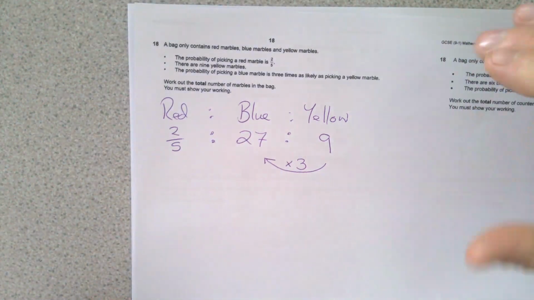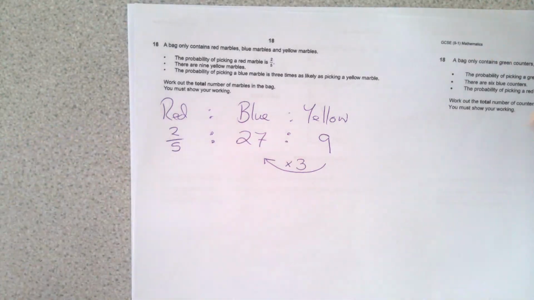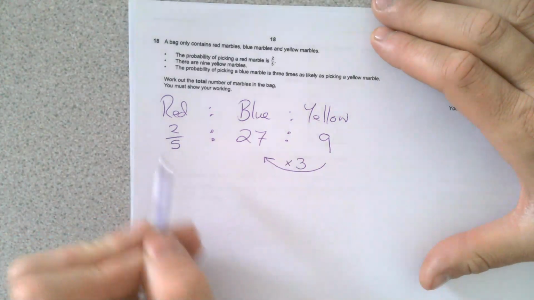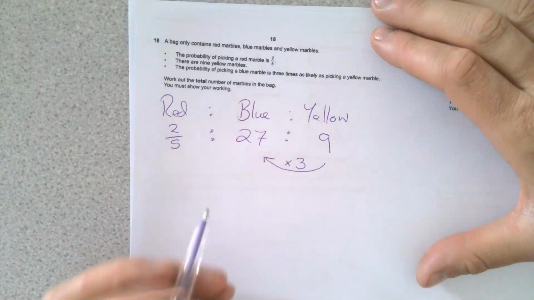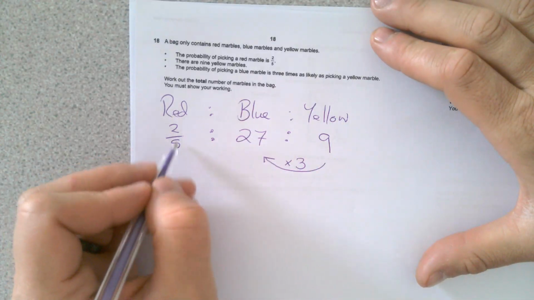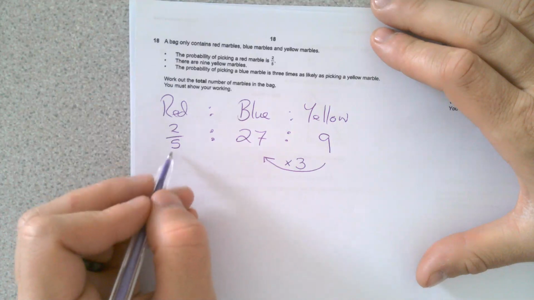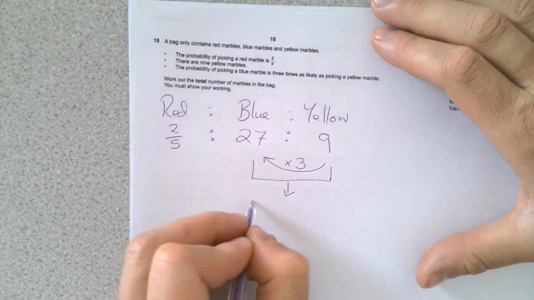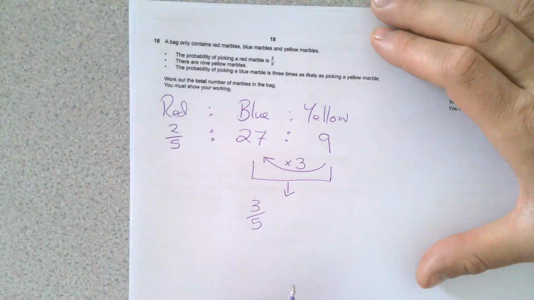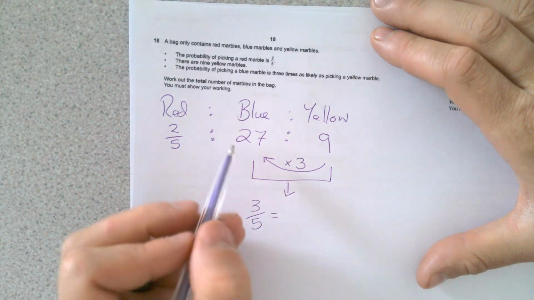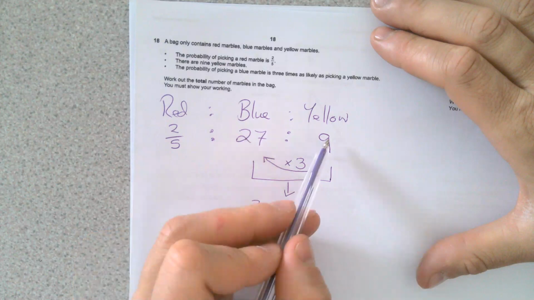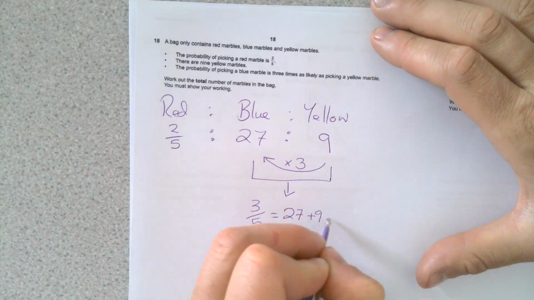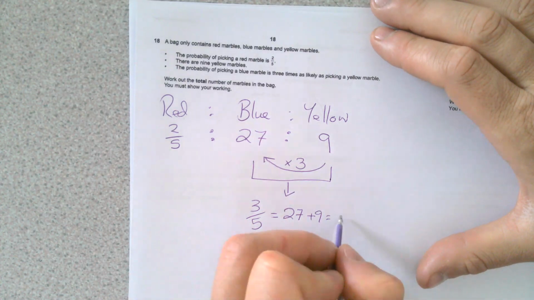Okay, it says work out the total number of marbles in the bag. So I've already got marks because of this part here. 2 fifths is being used. These two values together are then worth 3 fifths in total. And those 3 fifths are worth the 27 add the 9, which has given me 36.